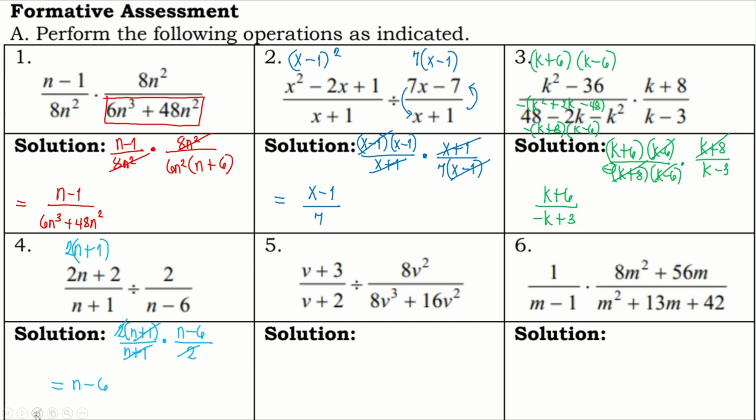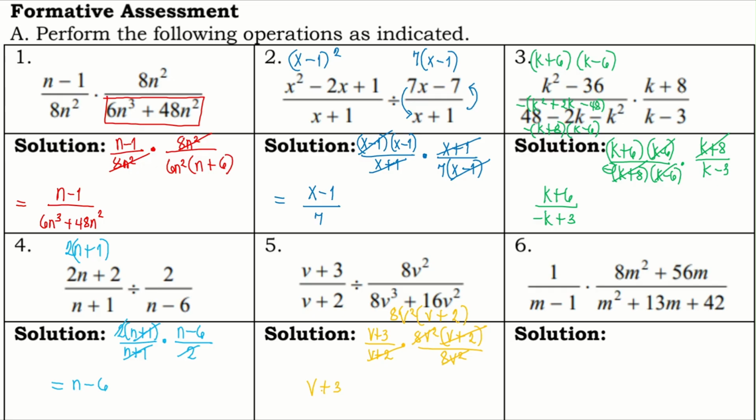Okay, next, number 5, we get v plus 3 over v plus 2 divided by 8v squared over 8v cubed plus 16v squared. Okay, so again, let's factor first. 8v cubed plus 16v squared will be 8v squared times v plus 2. Okay, so we got v plus 3 over v plus 2. Divide will be times. We got 8v squared times v plus 2 over 8v squared. I cancel v plus 2, cancel 8v squared, so the remaining is v plus 3.